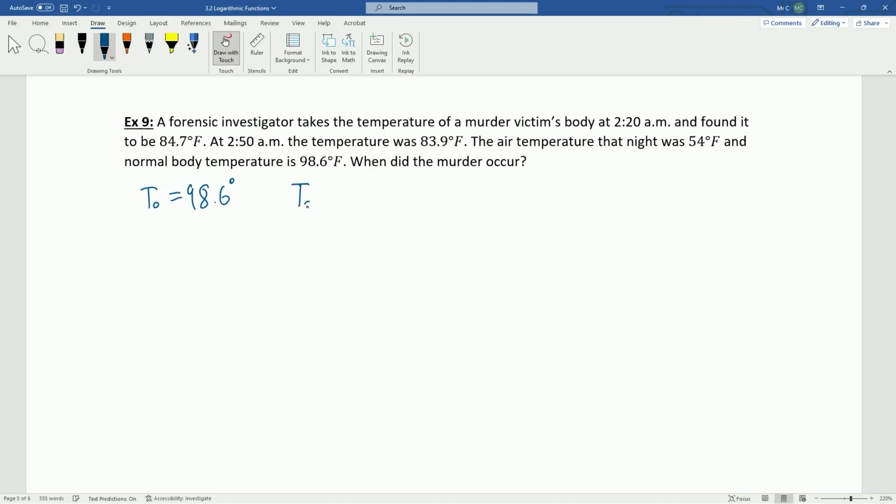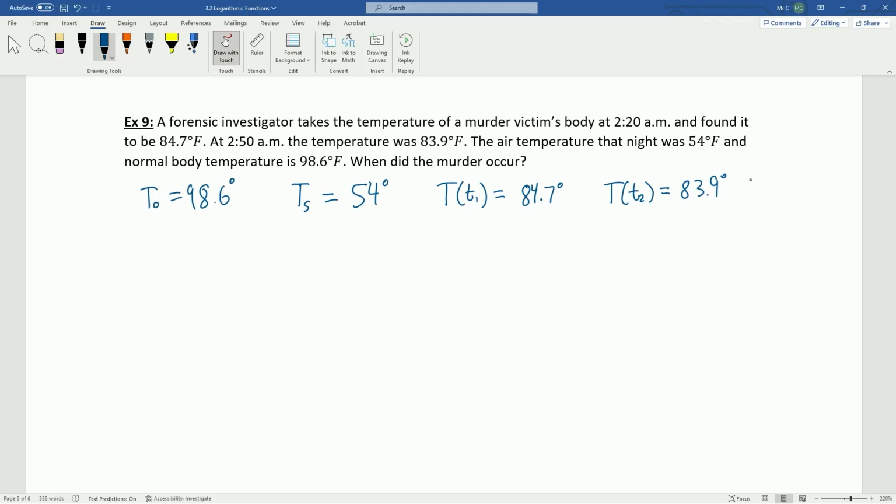I know that the temperature of the surrounding area was 54 degrees. Now, I also know the temperature at two different times. The temperature at time 1, the temperature when the investigator arrived, was 84.7 degrees. And then they took the temperature again a little bit later, and that was 83.9 degrees.